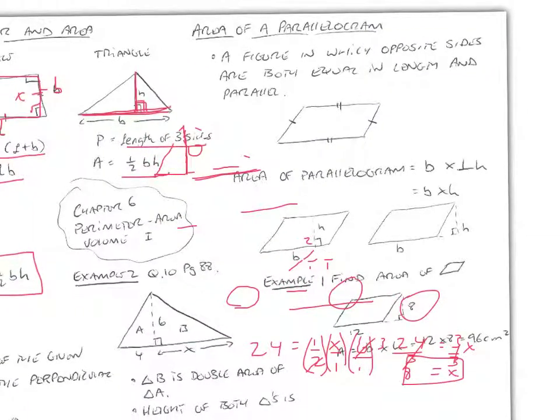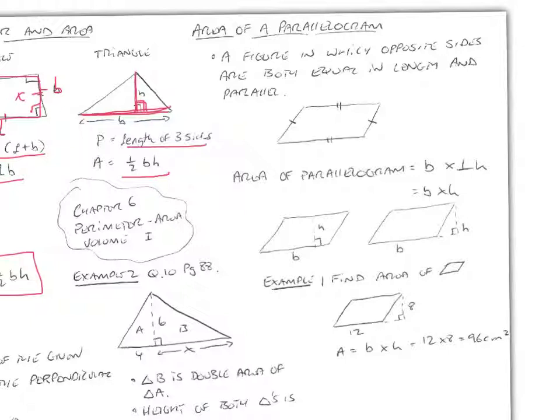Okay, let's look at the area of a parallelogram. Okay, well what is a parallelogram? A parallelogram is a figure in which opposite sides are both equal in length and they're parallel. So a rectangle is a parallelogram as well, okay? Because this is equal in length to this, and then we note that with a single dash, and this is equal in length to this, okay? And that's parallel to that, and that's parallel to that.